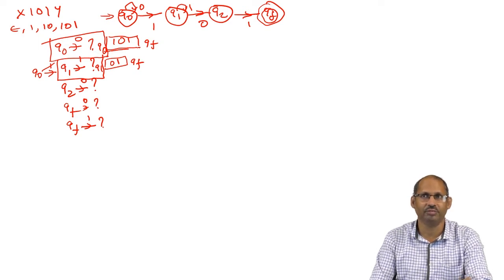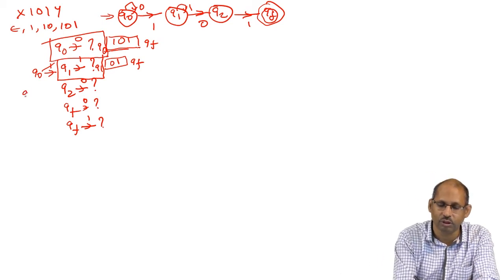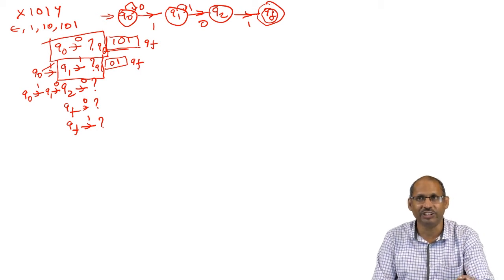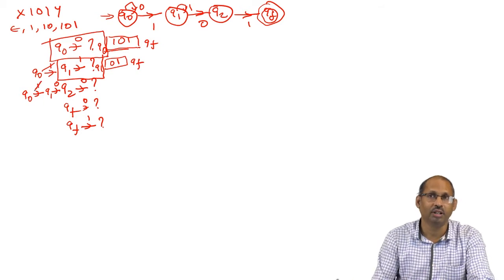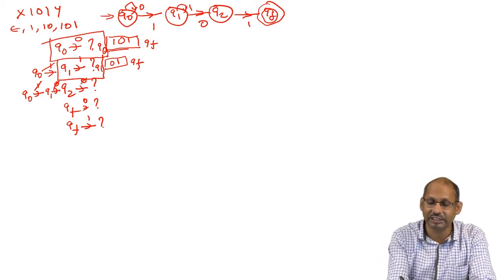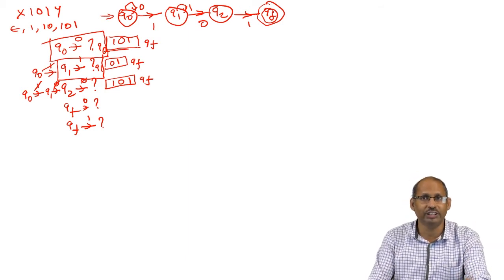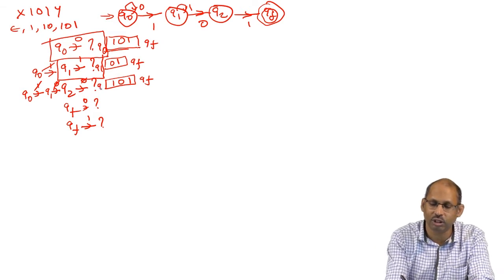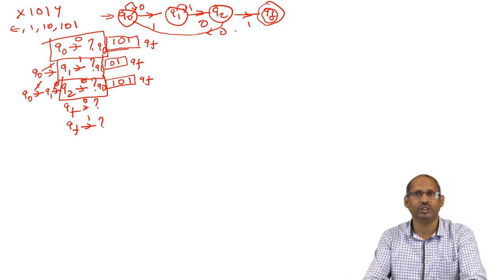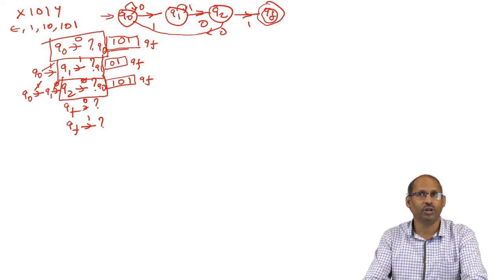Now, Q2 on 0 we have to find. How do we reach Q2? Q0 on 1 to Q1, Q1 on 0 to Q2. Now the string is 100. Is it a prefix? No, so skip. 00 is a prefix? No, skip. 0 is a prefix? No, skip this 0. So what is the condition? It is required to follow 101 to reach the final state. The state which follows 101 to reach the final state is Q0. So Q2 on 0 has to go to Q0.